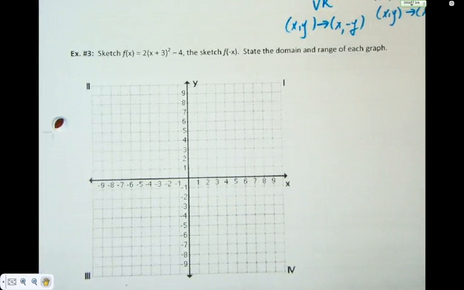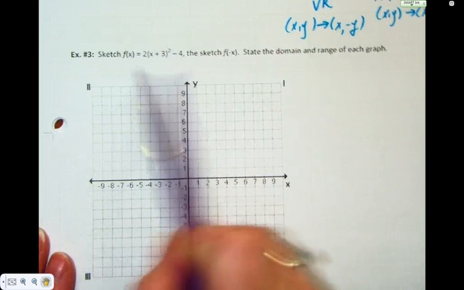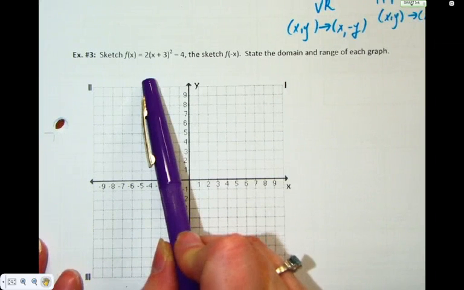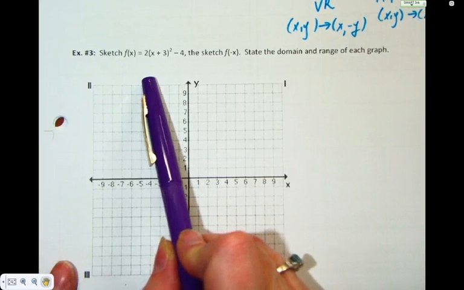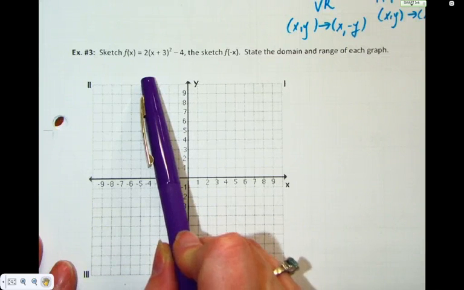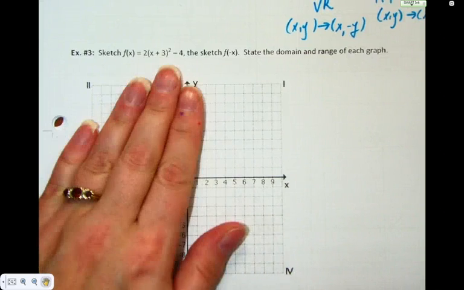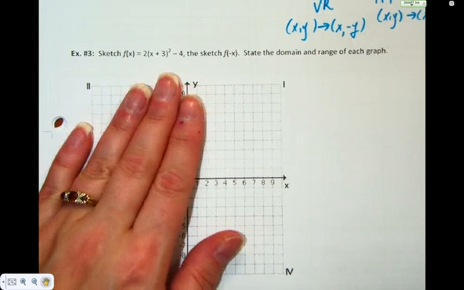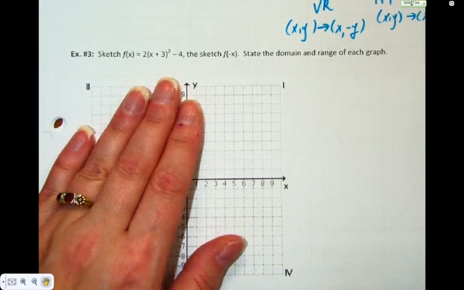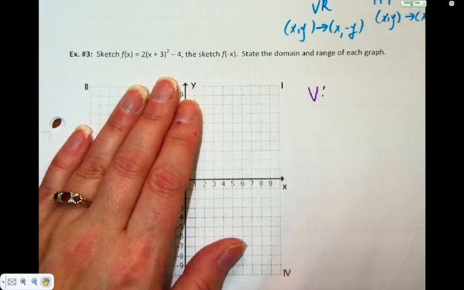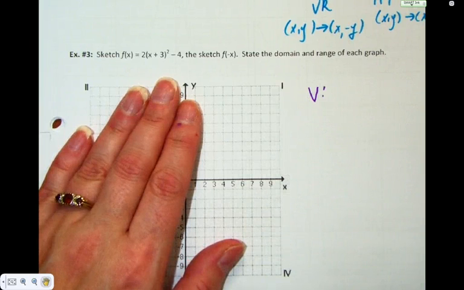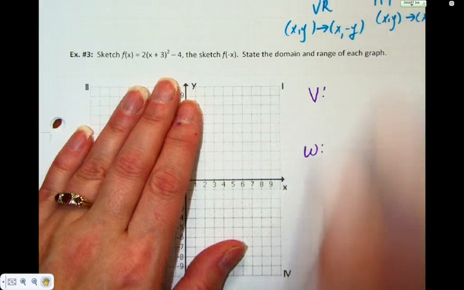Okie dokie, look at this good stuff. Sketch y = 2(x + 3)² − 4, then sketch f(−x). State the domain and range for each graph. Okay, what kind of graph is this? It's a parabola, and how many units did we spend on parabolas last year? A lot of them. So we've already done how to graph these, we're just going to review. We need 3 pieces of information to graph a parabola. Any guesses what those are? We need the vertex. We need the width. And we need the direction.